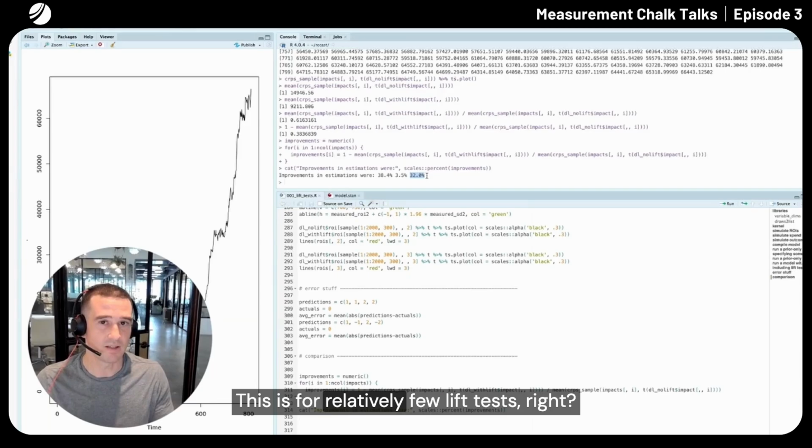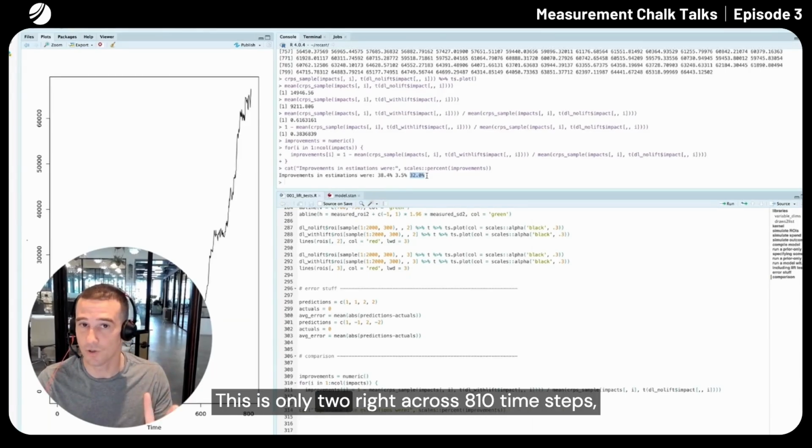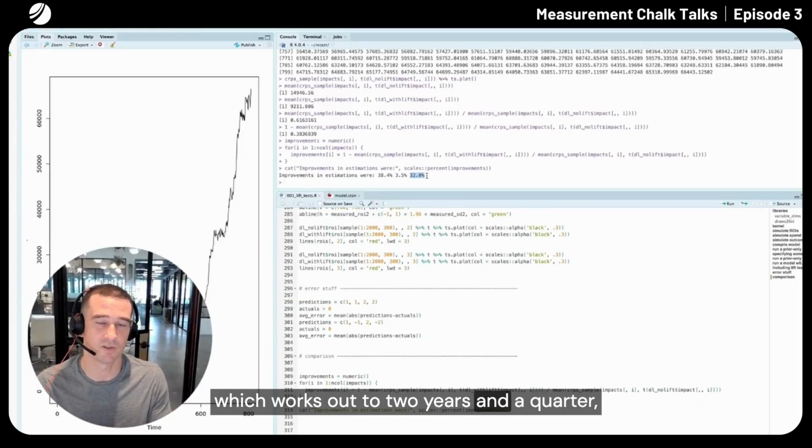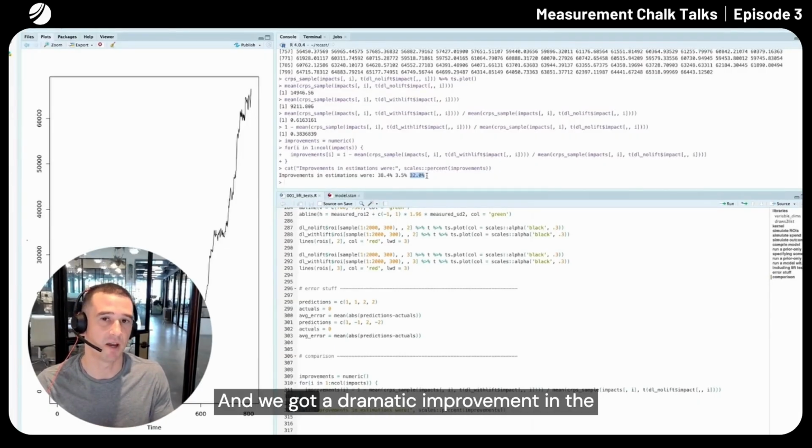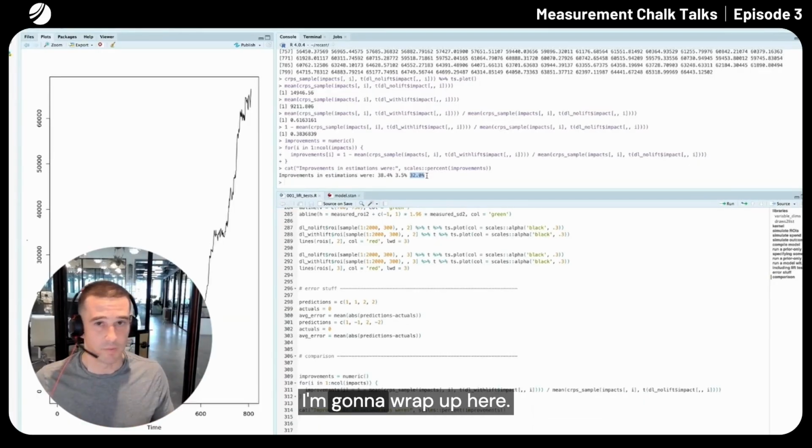This is for relatively few lift tests, right? This is only 2, across 810 time steps, which works out to 2 years and a quarter, covering 2 months for one channel. And we got a dramatic improvement in the efficiency of estimating the channel impacts. I'm going to wrap up here.